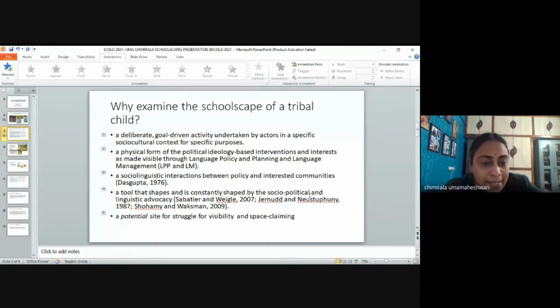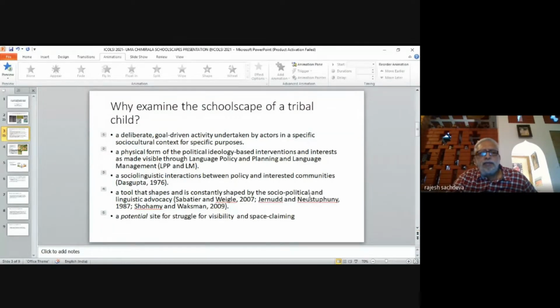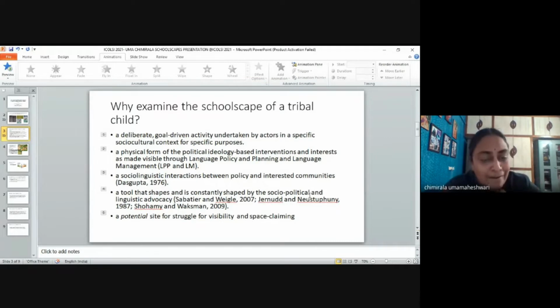Is this better, right? Yes. So, why examine the schoolscape of a tribal child? This is the slide I was talking about, and you can already see that there are five reasons why one should seriously start looking at the schoolscape of a tribal child, and it's the second position that I'm coming from.